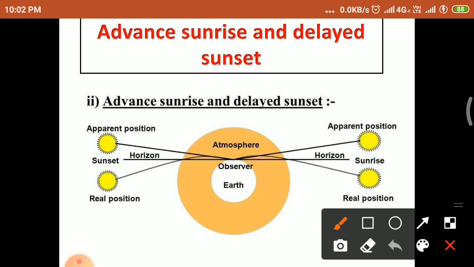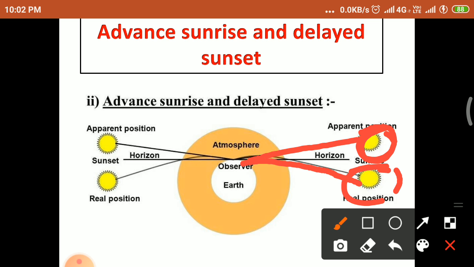So when the sunlight enters the atmosphere, refraction takes place. If I draw the backward line, this is the apparent position of the sun. So this is called advanced sunrise. Actually the sun is below the horizon, but we can see the apparent position of the sun. So it is called advanced sunrise.